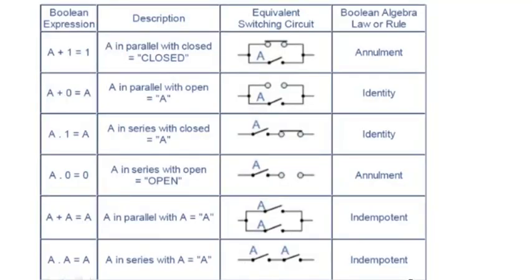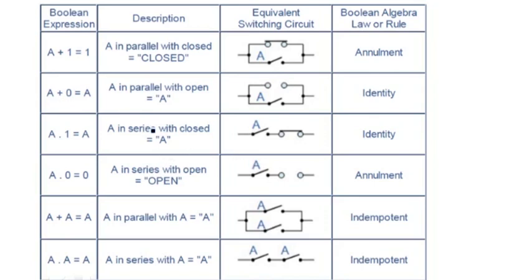These are the operations I mentioned in the previous slide, but now we have switches. Whenever we add one to any variable, we will always get one. So this switch is closed. These are parallel switches, and one of the switches is closed, representing one, and that is A. And this switch will always be open, representing 0. So we have the identity element regarding the OR operation or addition operation.